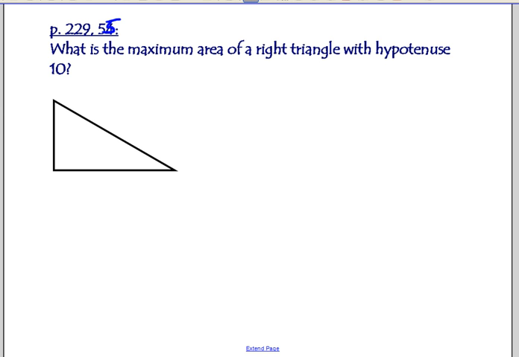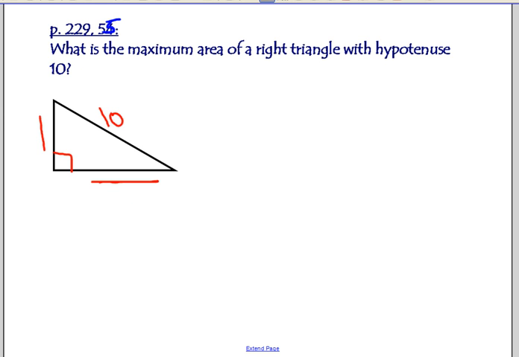And question 55 reads this. What is the maximum area of a right triangle with hypotenuse 10? So we have a right triangle here we can take a look at. We'll call this a right angle. We know the hypotenuse is 10. And as you look at this right triangle, your intuition might be, why don't you just break it up and make the two legs the same size? And we'll see if that's true or not.